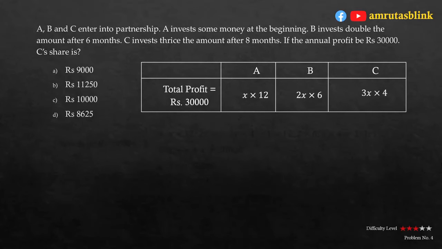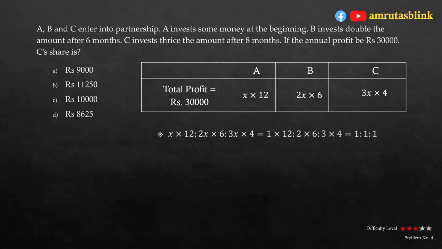C invests thrice the amount. So, when A has invested X, C will invest 3x amount. C invests thrice the amount after 8 months. So, when there are 12 months in the year, after 8 months C is investing, so he will receive benefits from his investment only for the 4 months. Hence, C's share in the contribution is to be calculated as 3x into 4.